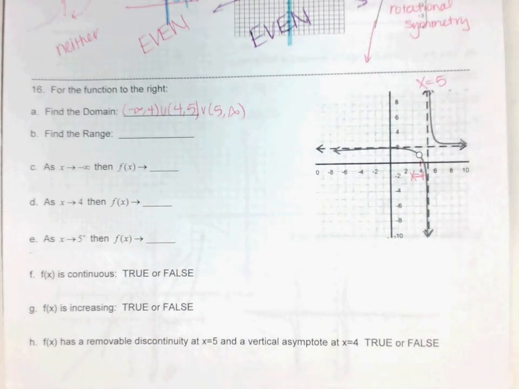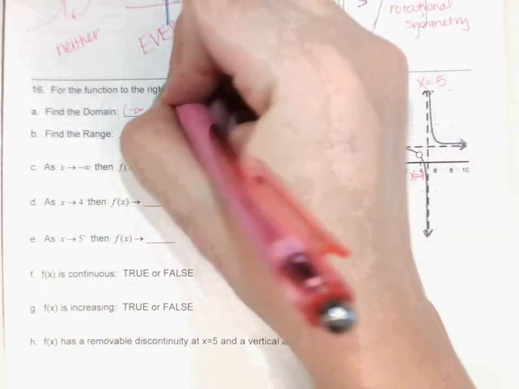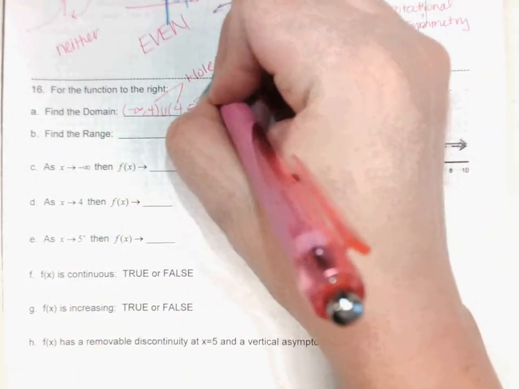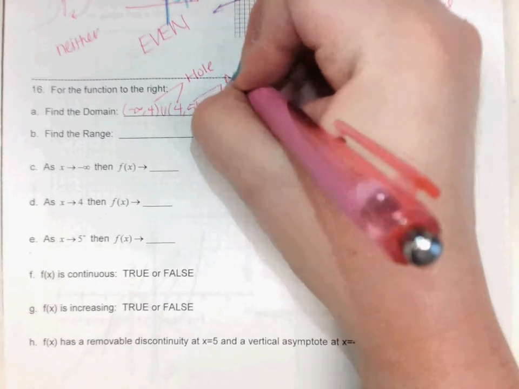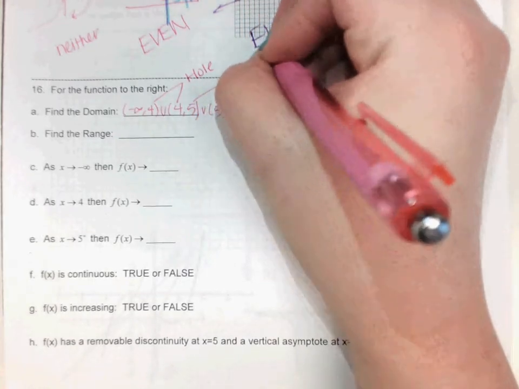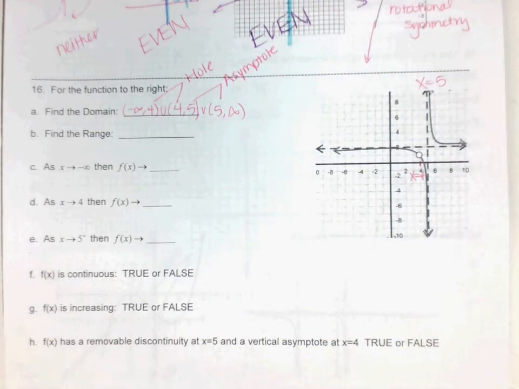Okay, why did I have to break up twice? This one's the hole, and then this one's the asymptote. Okay, remember, you cannot touch either one of those guys. Okay? Alright, now let's do the range.